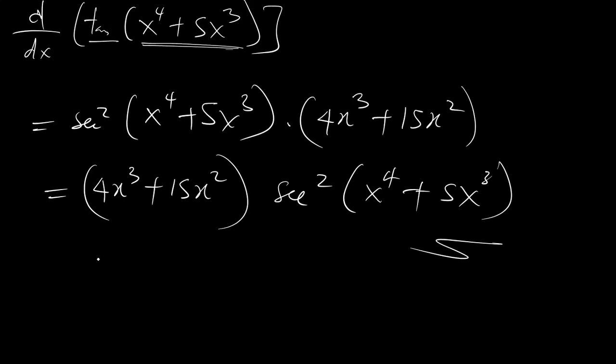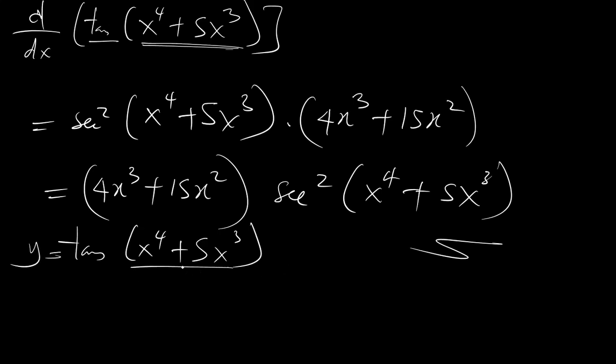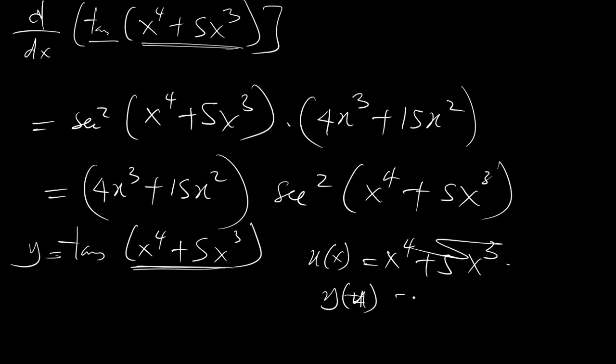A more simpler way to do it that you understand. Let's say you have tan. You're asked to get the derivative of tan x to the power 4 plus 5x cubed. Now, assuming this is your y and this is your u. This u is a function, u of x is x to the power 4 plus 5x to the power 3. So now that means your y function of u is equal to tan u.